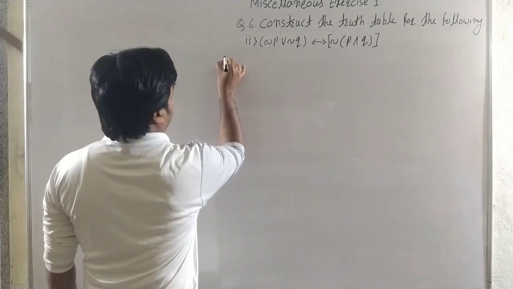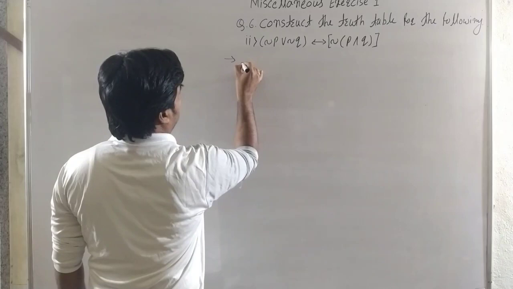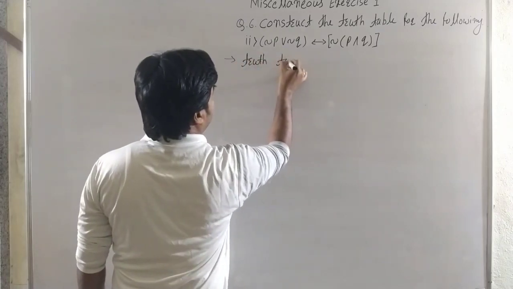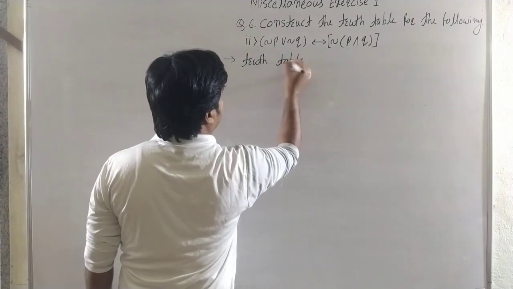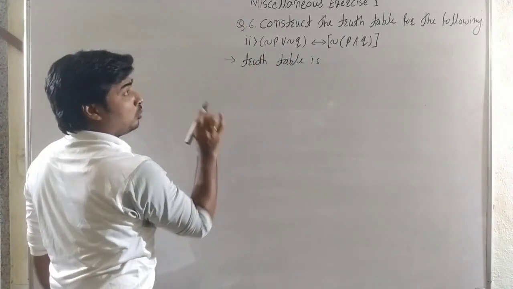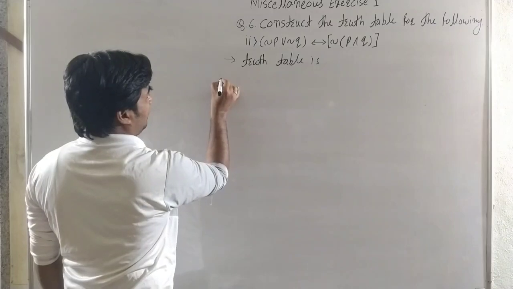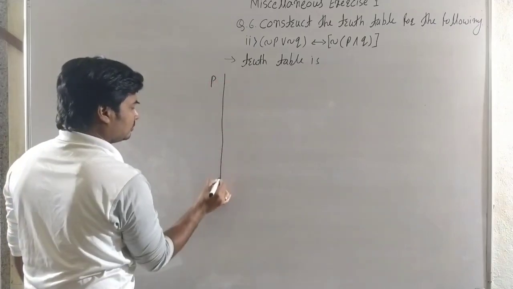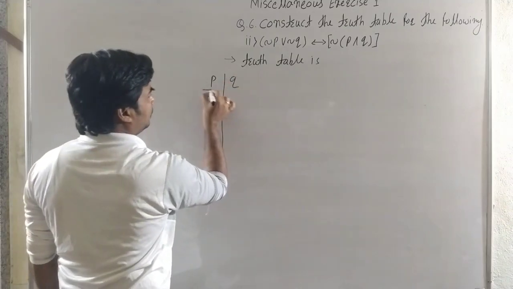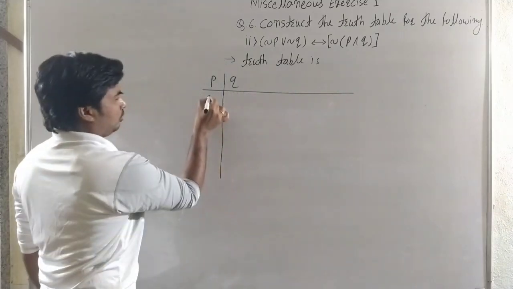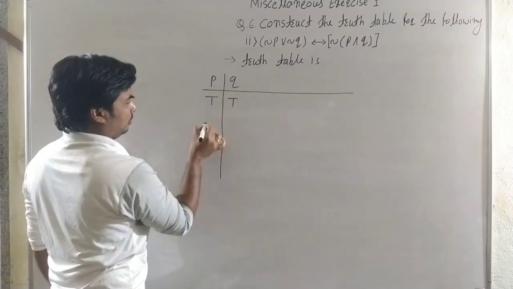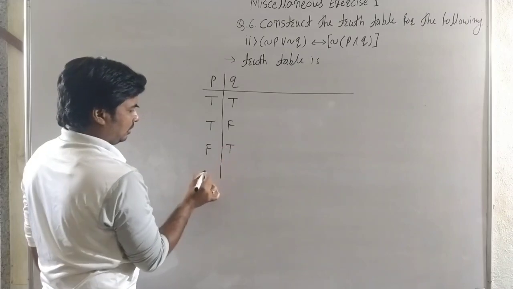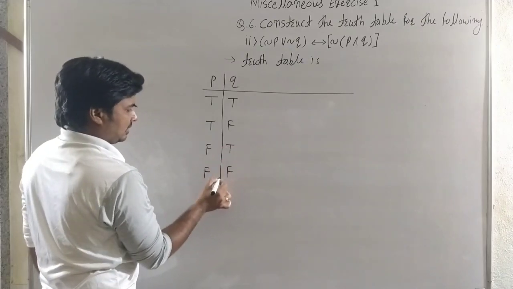Now the truth table. Yes, there are the 4 possibilities. See carefully. Here the first statement is P and Q. There are the 4 possibilities: true, true, true, false, false, true, and last false, false.